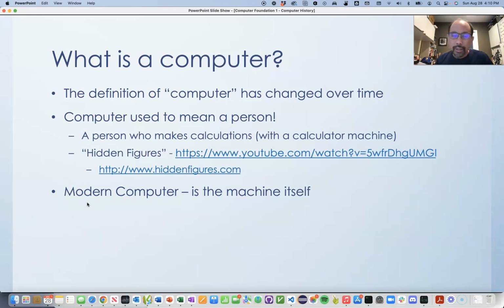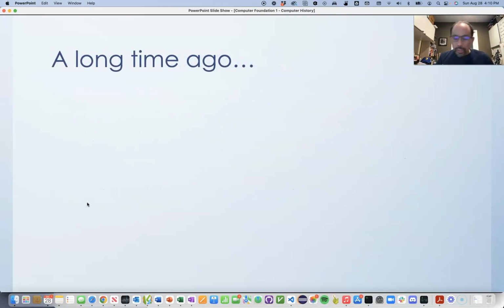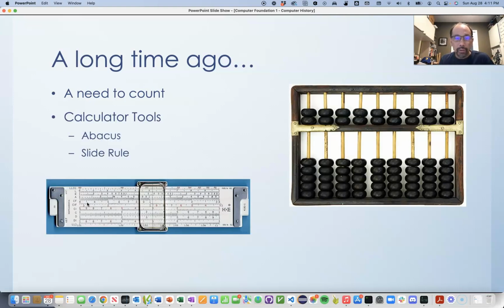Anyways, today when we talk about computers, computers are actually the machine itself, not people anymore. So let's take a little stroll through history. There's always been a need to count. People need to count how many cows they have, how many sheep they have. They have always needed to calculate how much taxes you owe, how much money you owe the bank, or how much the bank wants to collect from you because they gave you a loan. So there's always been a need to count or to calculate.